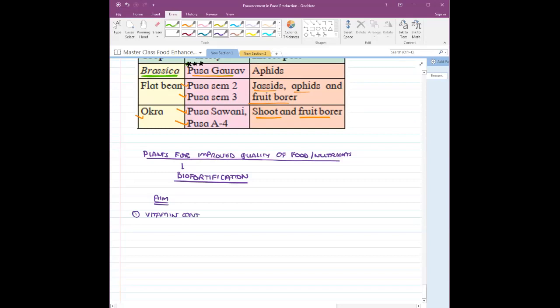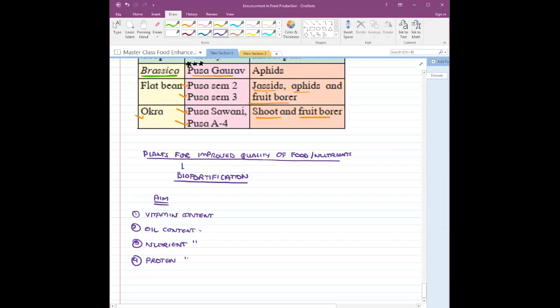Okay, so either we are trying to do this thing, or we are going to try to improve the oil content. Okay, so vitamin content, or it can be your oil content, it can be your nutrient content, micronutrients, or whether it is your macronutrient. So even that can be increased by this thing. Or for example, we can also increase your protein content. So even that can be increased by this method.